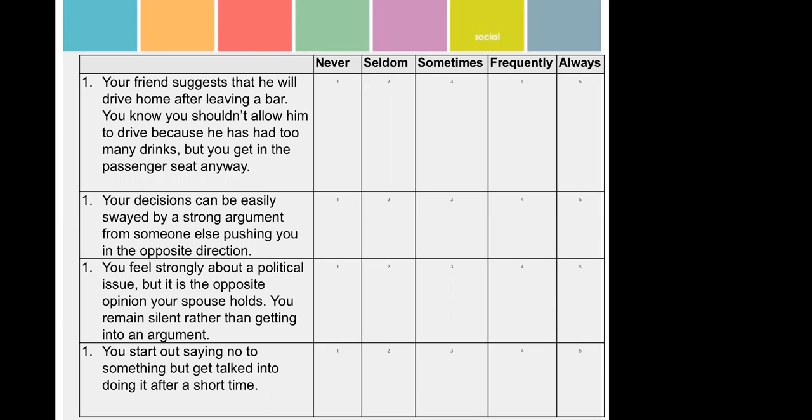The next one says, your decisions can be easily swayed by a strong argument from someone else pushing you in the opposite direction. So if you feel a certain way, but someone comes in and just gives you all this evidence and research, and now you're just being pushed against the direction you stood in. Does that happen never, or does that happen always?